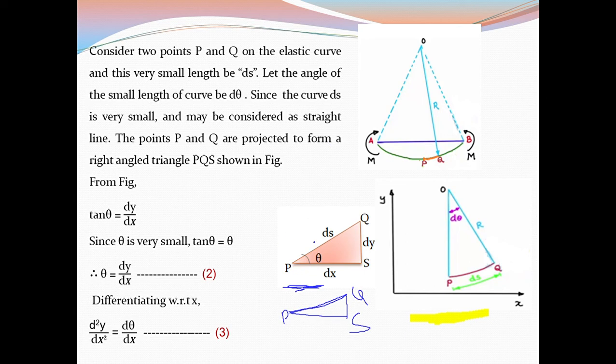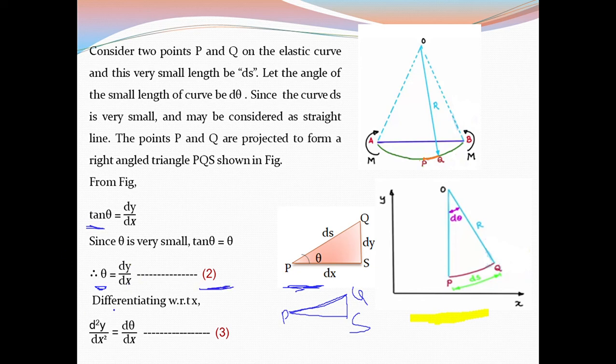Since it is a very small length, theta is also very small, so tan theta may be considered as theta. Therefore, the expression tan theta equal to dy by dx can be written as theta is equal to dy by dx. Instead of tan theta, we write theta. That is theta is equal to dy by dx. This is equation number 2.